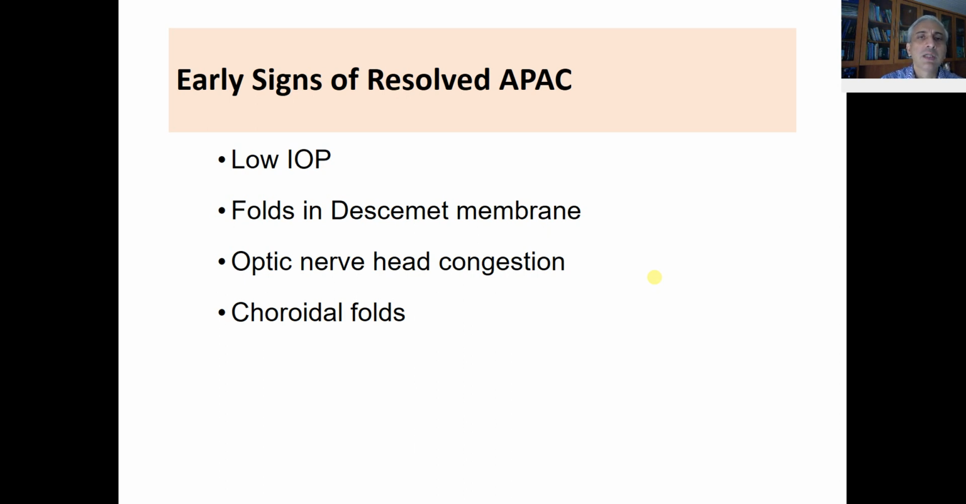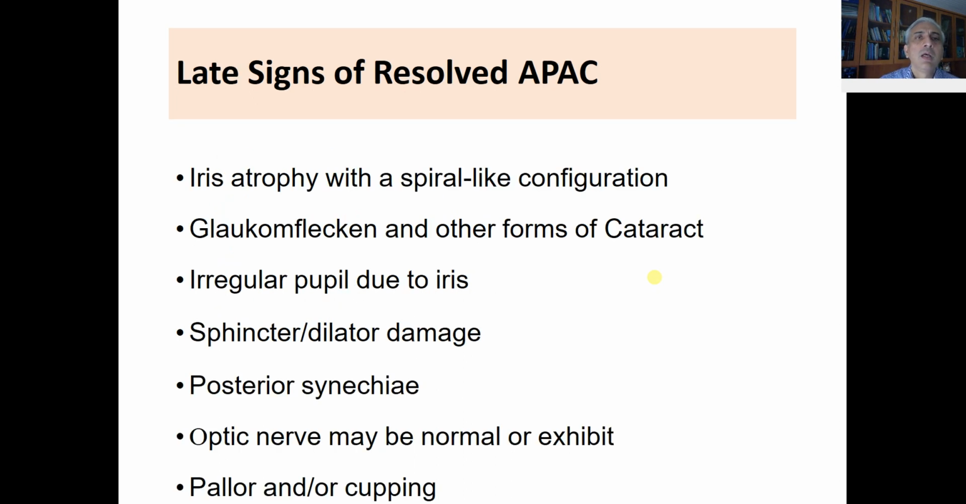You can get folds in Descemet's membrane, optic nerve head congestion, where the disc would look like it is swollen. And then you can also get choroidal folds. The late signs of resolved APAC are iris atrophy with a spiral-like configuration or a whorled appearance, glaukomflecken and other forms of cataract, irregular pupil due to iris atrophy, sphincter damage, and posterior synechiae formation because angle closure glaucoma produces uveitis.